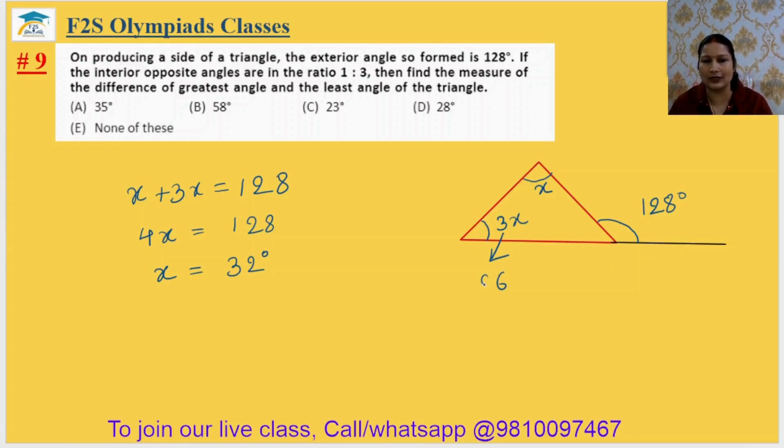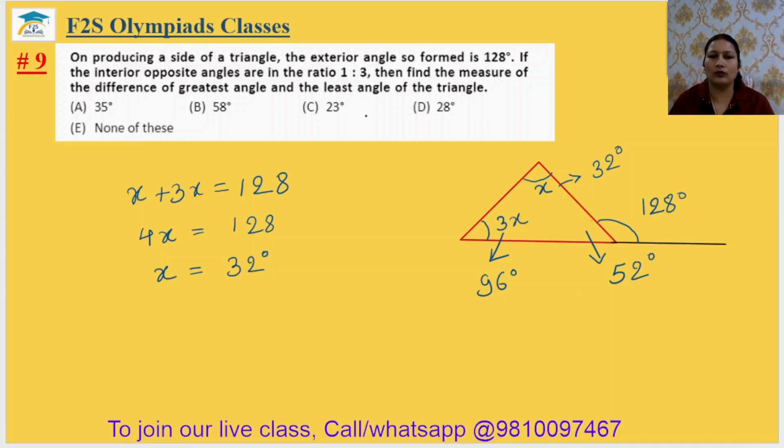3 2s are 6, 3 3s are 9, so 96 degree. This will be your 32 degree only. Using linear pair, we can write this angle also. So this is 128, so it will be your 52 degree.